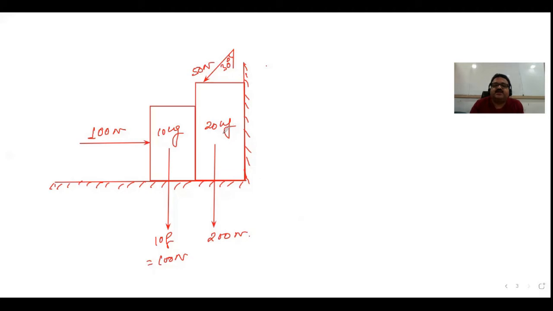Now look, one important thing. If I split this into two components, one goes perpendicular to this surface, another goes parallel to this surface. Okay. Now watch this very carefully. Here, if it is 50, it is 30 degrees. So this would be 50 cos 30. Cos 30 is root 3 by 2. It is 25 root 3 Newton. And it is 50 sin 30, that is 25 Newton.